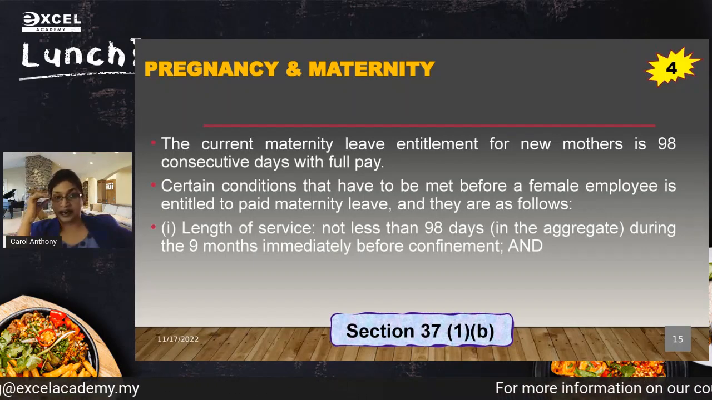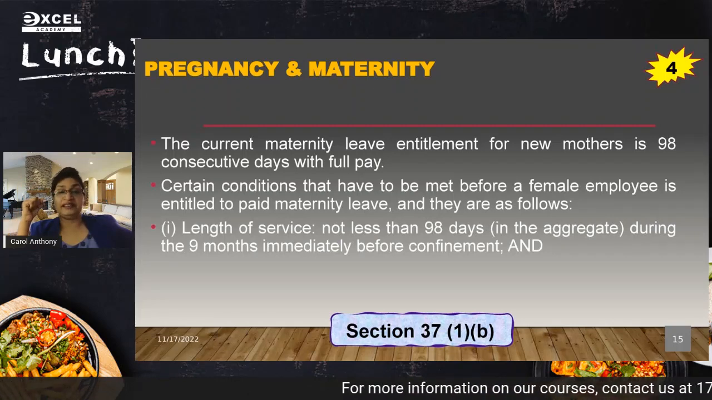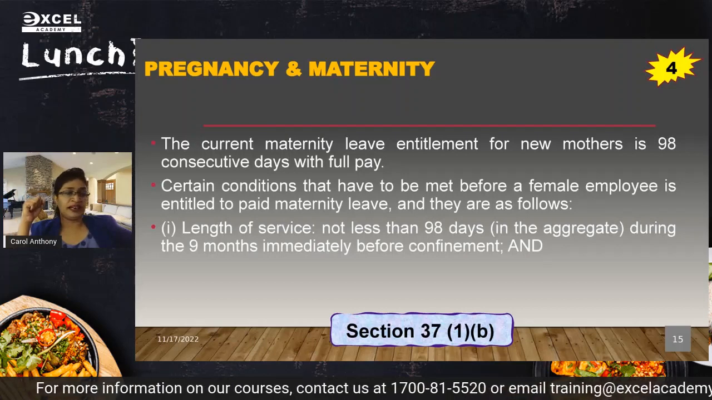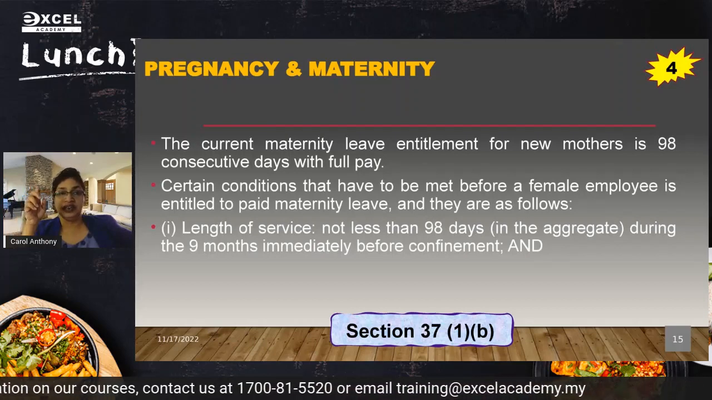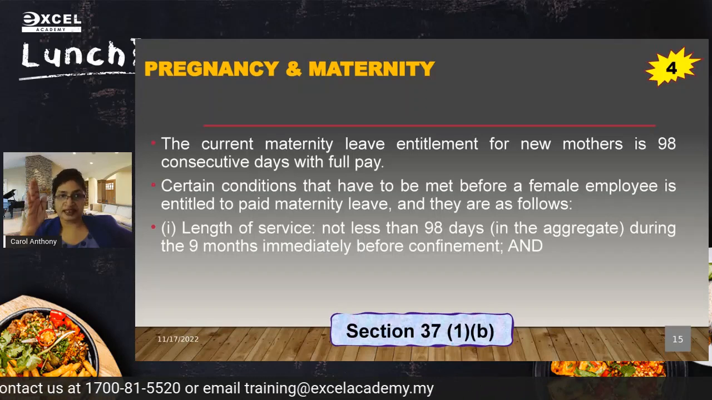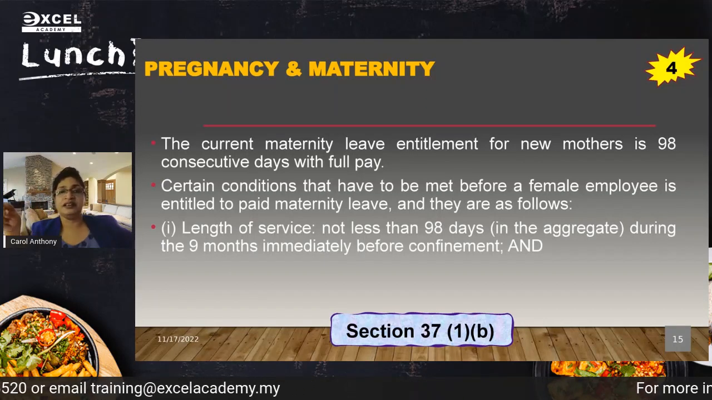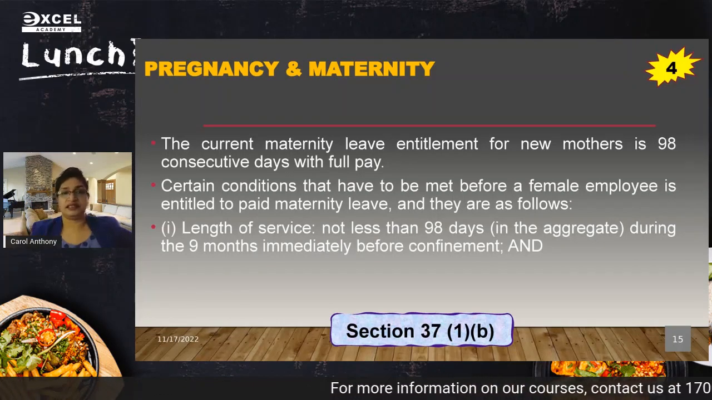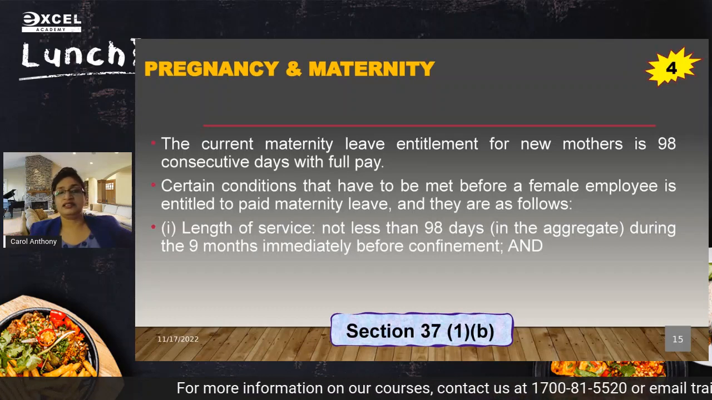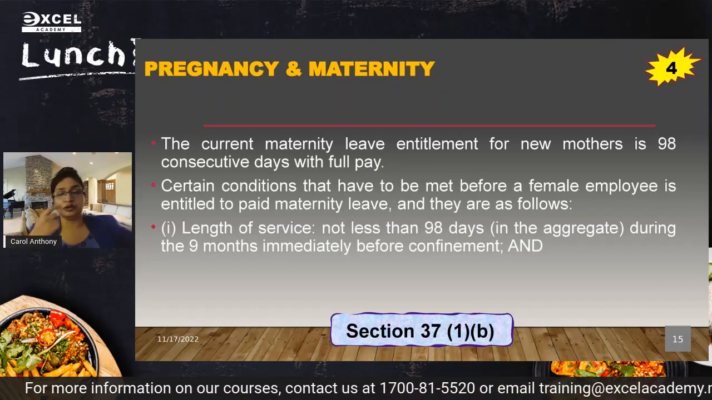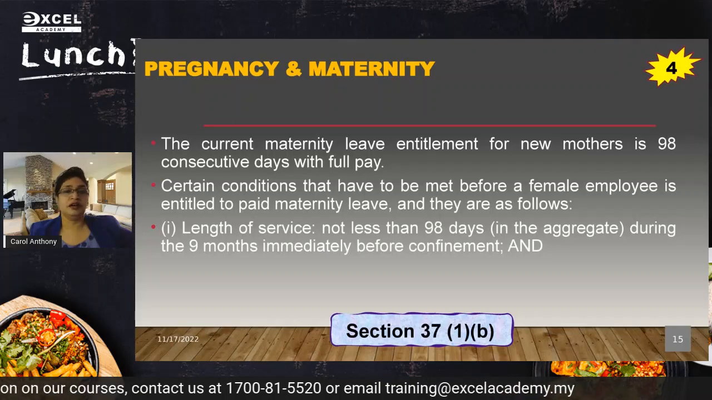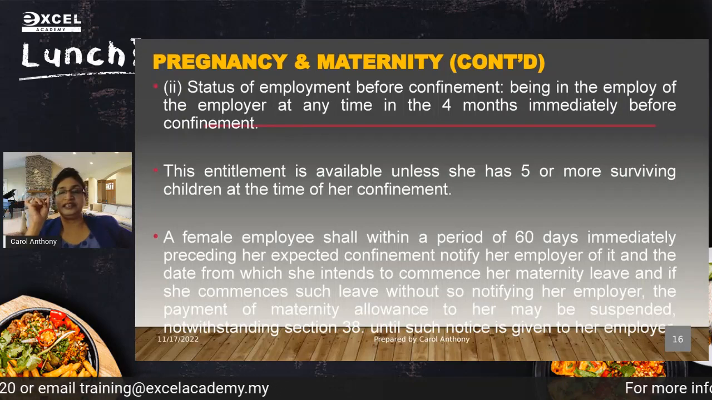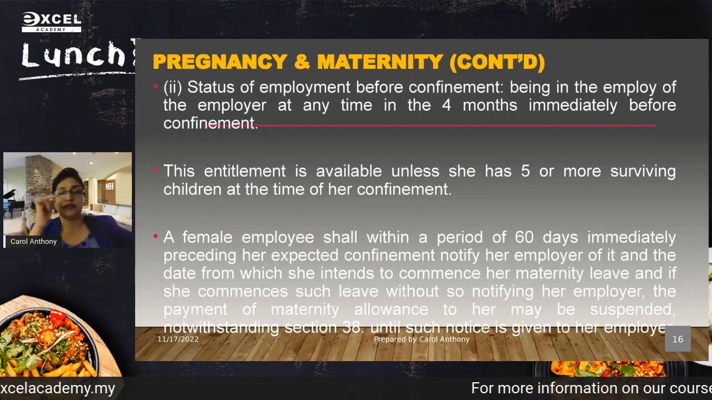This is the information I got from the ministry itself. Although it's not stated in the Act here, I got the information from them. So this is what it means: if they start maternity leave from 1st January onwards, then only are they entitled to 98 days. Otherwise, this year is still 60 days. Other clauses remain the same, so I shall not go through the details of other clauses. All remains the same. The only thing that changed is 98 days.